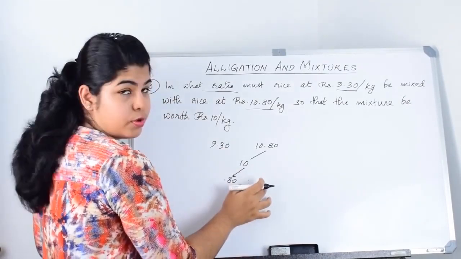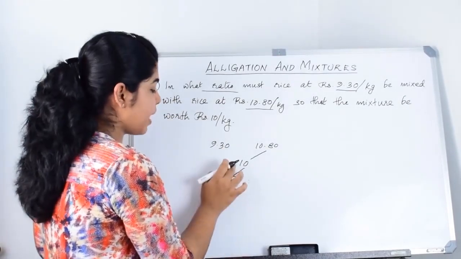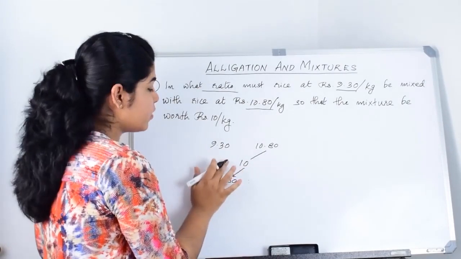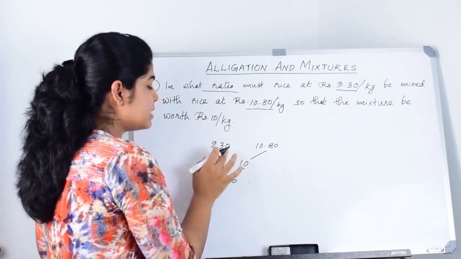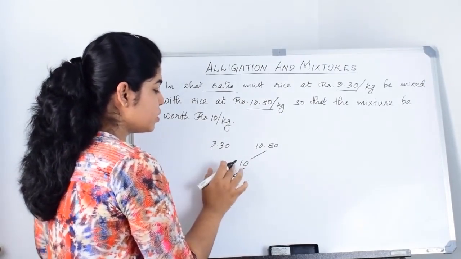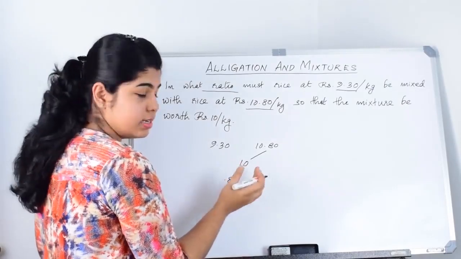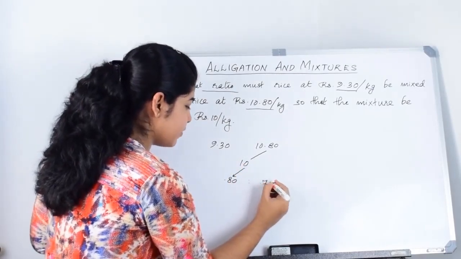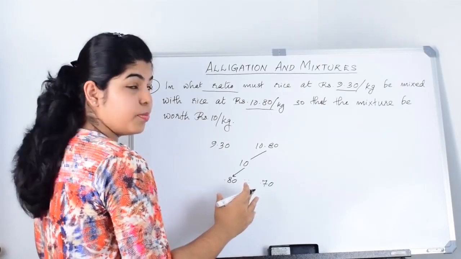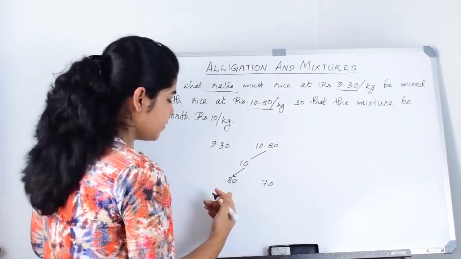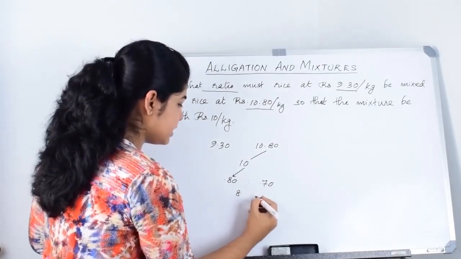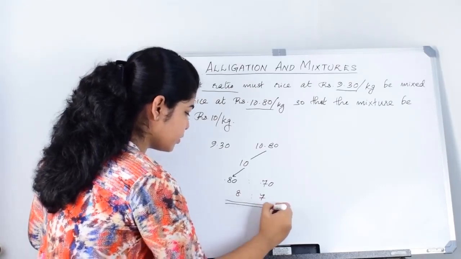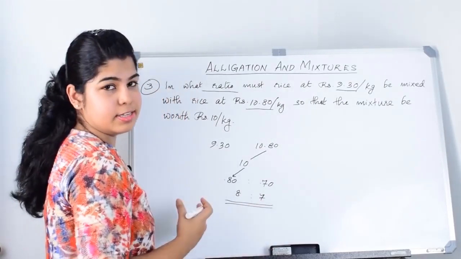Now you need to find the value of y. So the value of y is m minus c, right? Here the value of m is 10 and c is 9.30. So 10 minus 9.30 is 0.70. Now I am going to multiply both sides by 10. So here it is 8 and here it is 7. So our final answer is 8 is to 7.